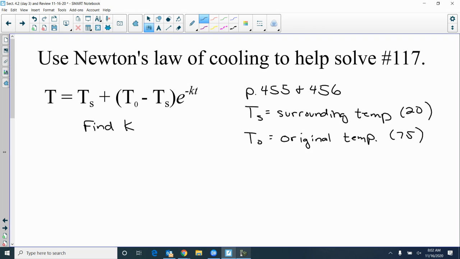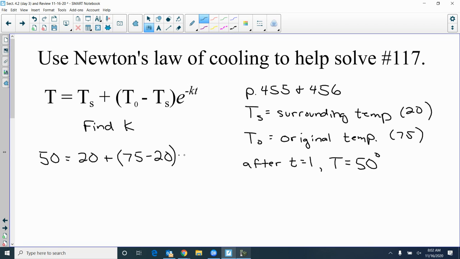$75. All right, now after 1 minute, the temperature is now at 50 degrees, correct? I'm going to use that information to find K. So this T is going to be 50 degrees. T sub S, the surrounding temperature, is 20, plus the original temperature, which is 75, minus the surrounding, 20, times e to the negative K times whatever that time frame is. In this case, it's 1 minute. So that just becomes e to the negative K.